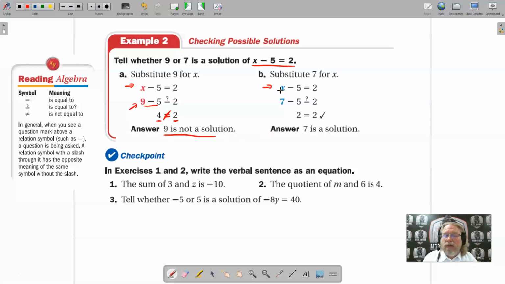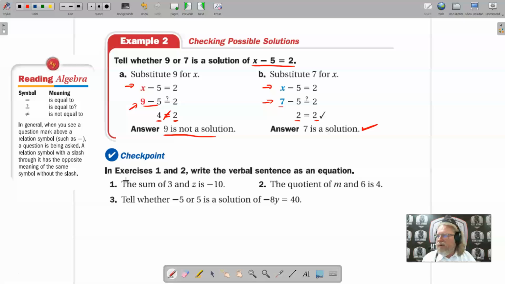Been working with expressions so long, having a hard time saying equation instead. But it has an equal sign, so it is indeed an equation. So we rewrite the equation, substitute the 7 right here. 7 minus 5 is 2. Does 2 equal 2? Indeed it does. So yes, indeed, 7 is a solution.